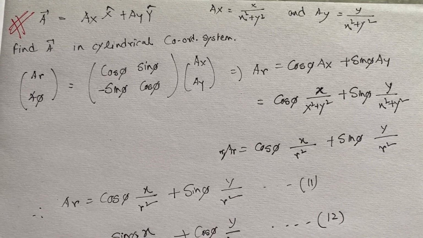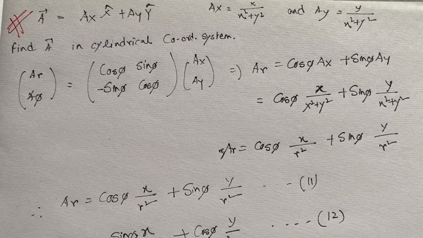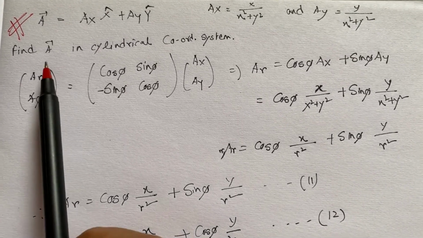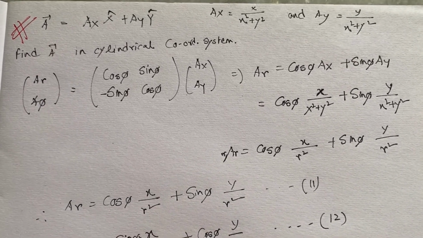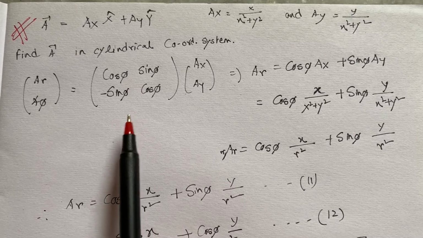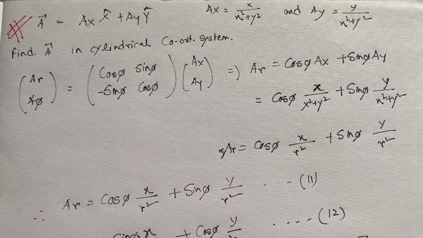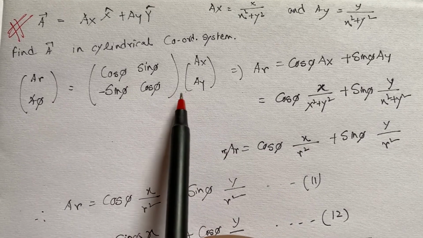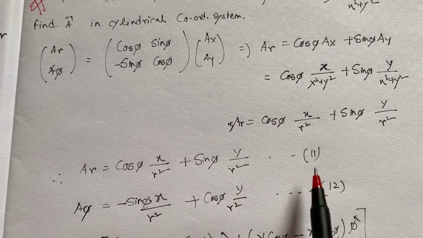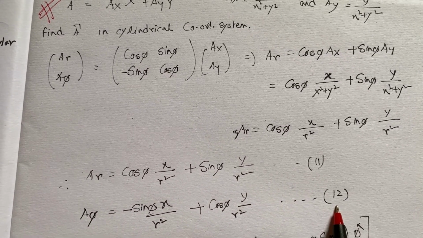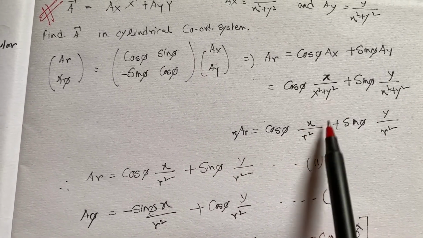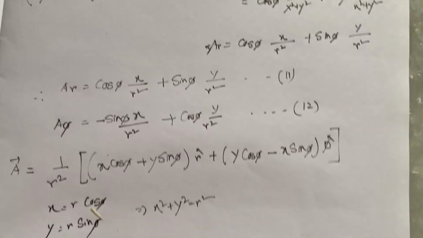I have taken an arbitrary vector A whose x component is ax and y component is ay, and ax and ay are given like this. Now I need to find this same vector in the cylindrical coordinate system. So using the transformation matrix from rectangular to cylindrical coordinate system, I can construct this equation, and I can construct AR and A phi also, which are equation 11 and equation 10. This is a simple matrix multiplication.